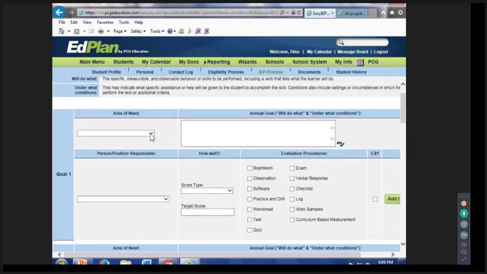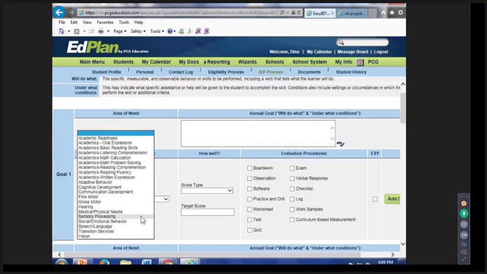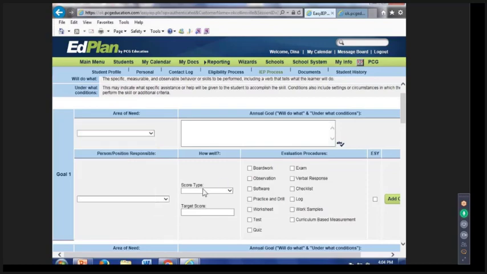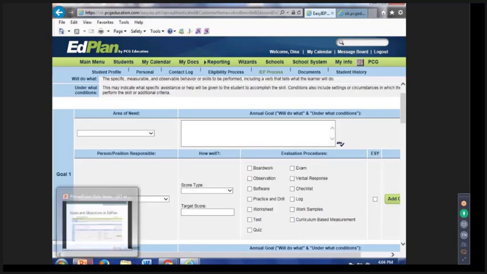Again, area of need, it's not going to say assistive technology. It's going to be whatever you're working on. And EdPlan gives you these little tidbits that say will do what and under what conditions. The under what conditions is the great place to put assistive technology because it's what they need. And then everything else will be just like it always is. The person responsible, the score type and target score, how you're going to evaluate, and the addition of objectives.